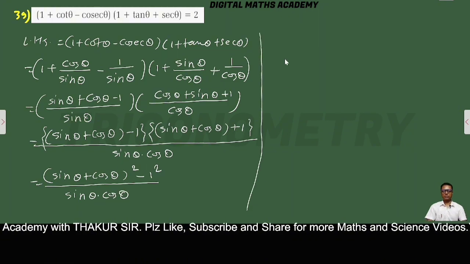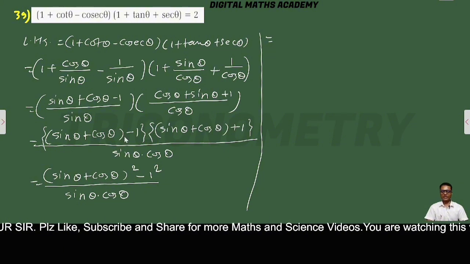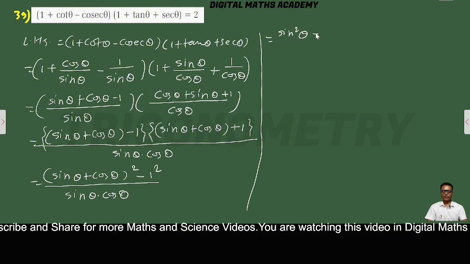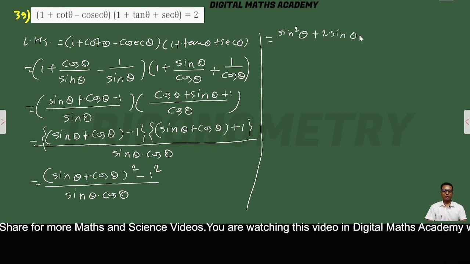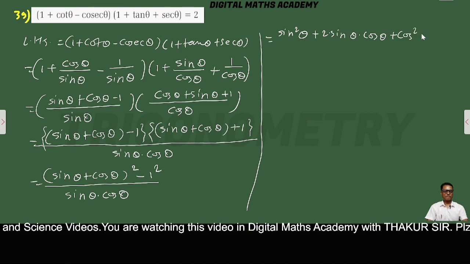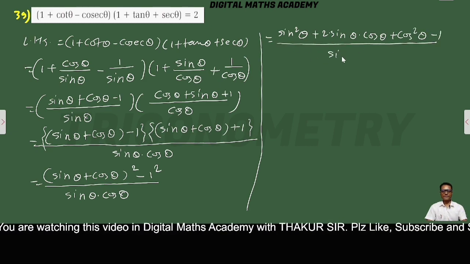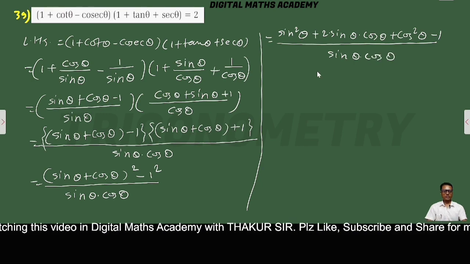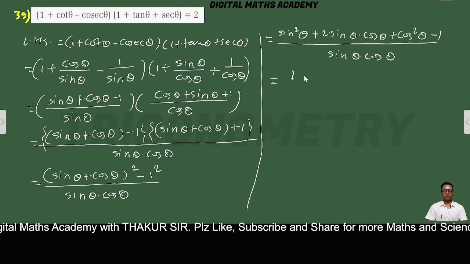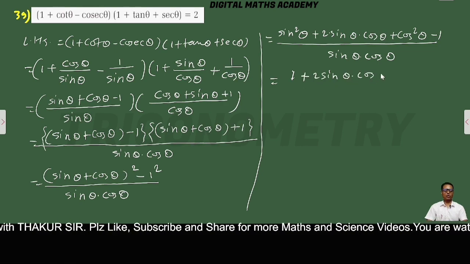So now we are going to simplify it. For a plus b whole square, yes, we can apply its formula. So we can write here a square, which means sin square theta plus 2 sin theta dot cos theta plus cos square theta. And then we have 1 square, which is 1. And at the denominator we have sin theta dot cos theta. Now we see sin square and cos square gives us 1. So we can write here 1 plus 2 sin theta dot cos theta.